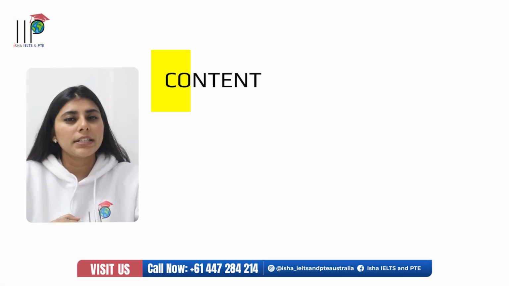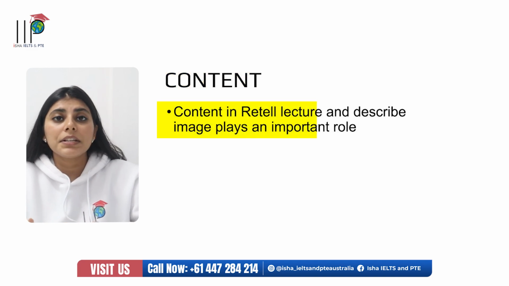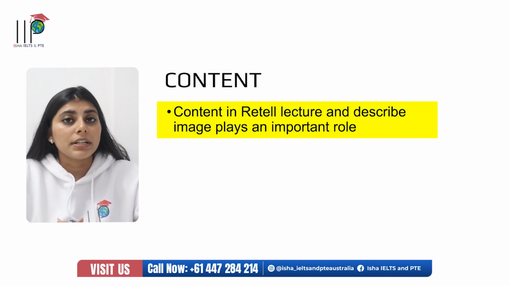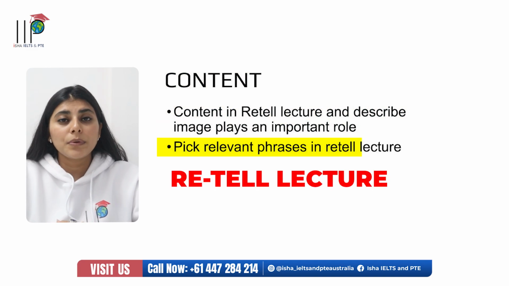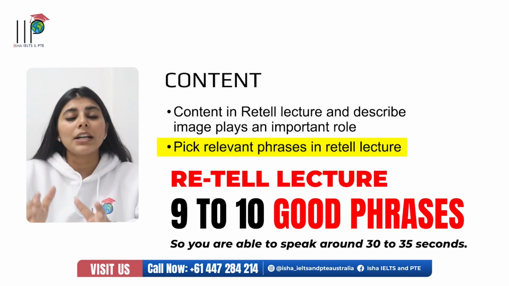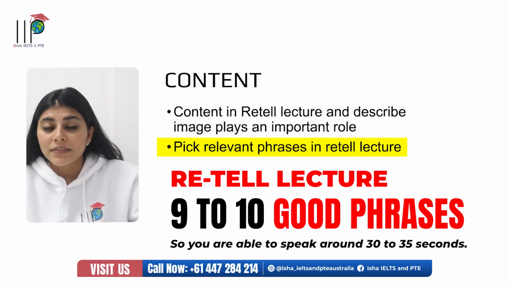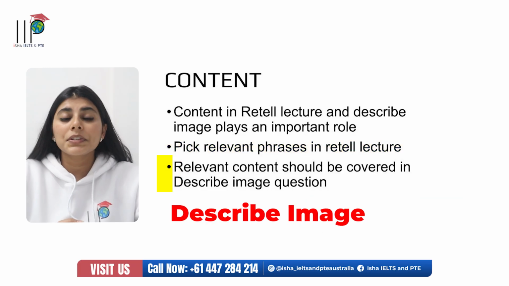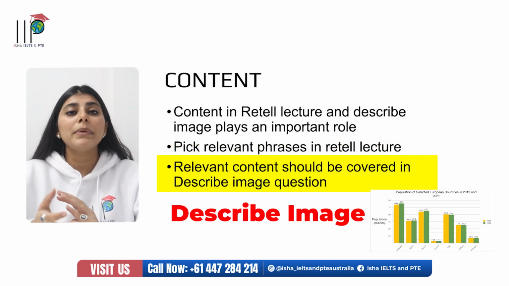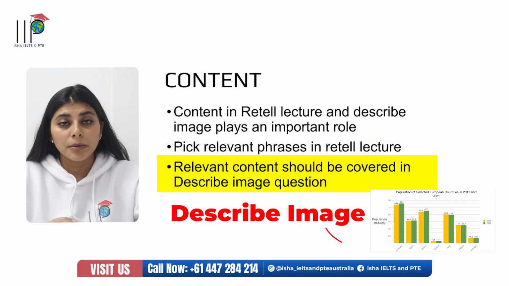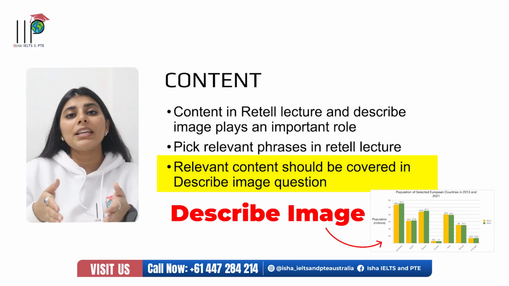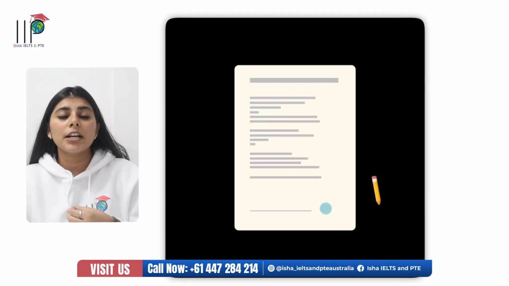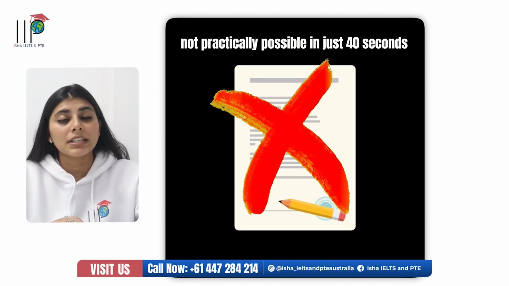We're going to talk about content over here. In Retell Lecture and Describe Image, you need to work on your content. In Retell Lecture, you need to have at least 9 to 10 good phrases so that you're able to speak for around 30 to 35 seconds. Apart from that, in Describe Image also try to cover the main or important aspects that are given in the picture. I'm not asking you to talk about each and every content because that's not practically possible in 40 seconds.